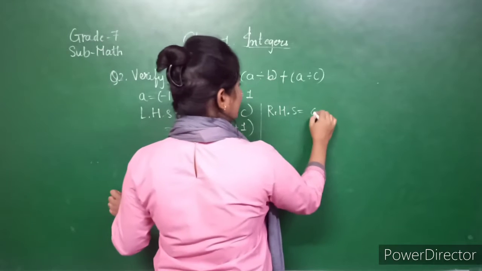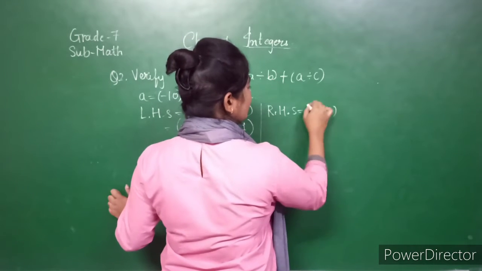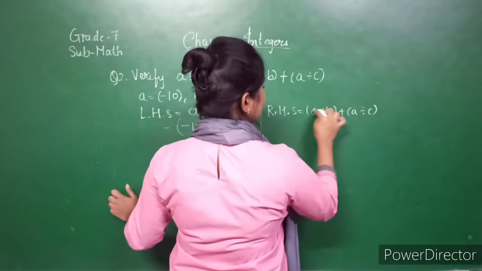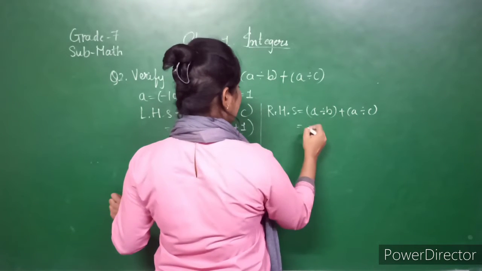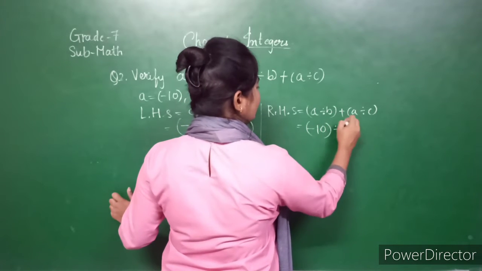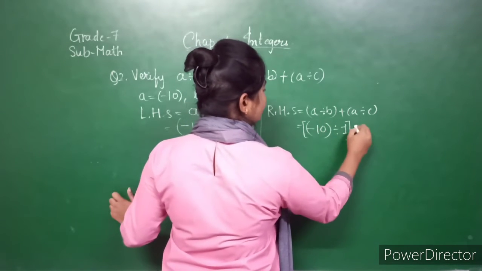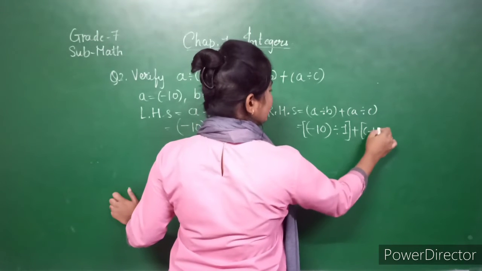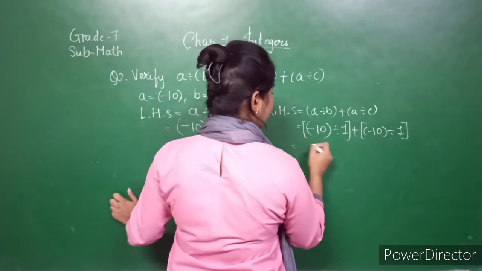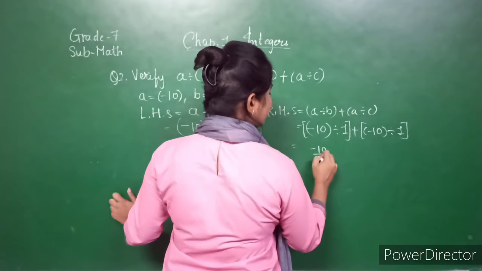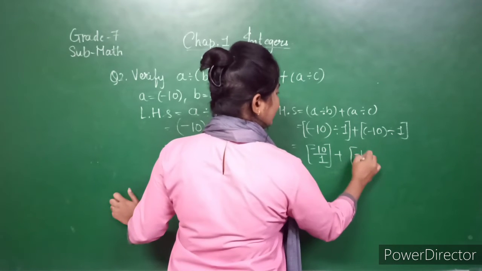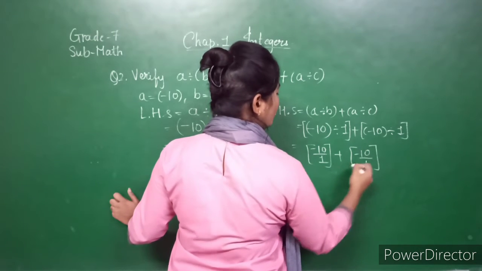RHS is A divided by B plus A divided by C. So our A is minus 10 divided by 1, plus A is minus 10, it is also divided by 1. So minus 10 divided by 1 plus minus 10 divided by 1.